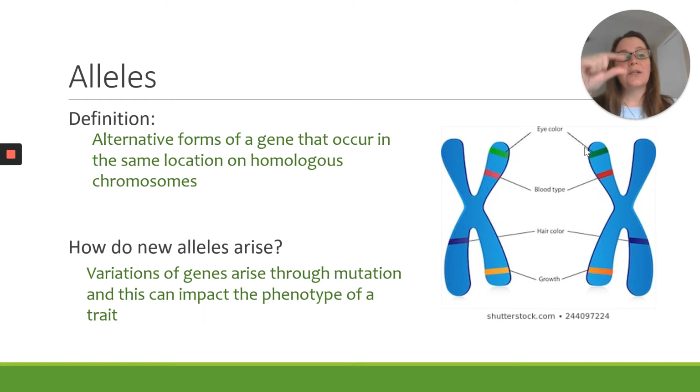So alleles are actually the little genes. We can create new phenotypes, new traits through crossing over, because you can mix some traits with others that have never been seen before. But when it comes to actual alleles, the actual gene, the code on the DNA, that can only happen through mutation. And that can impact the phenotype of the organism.